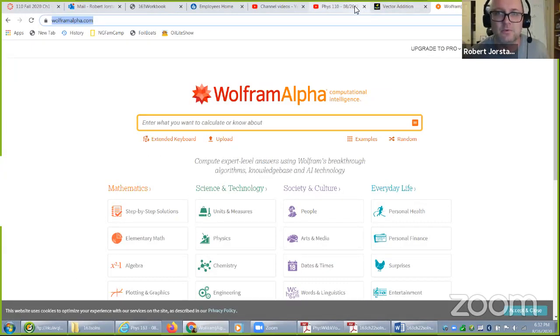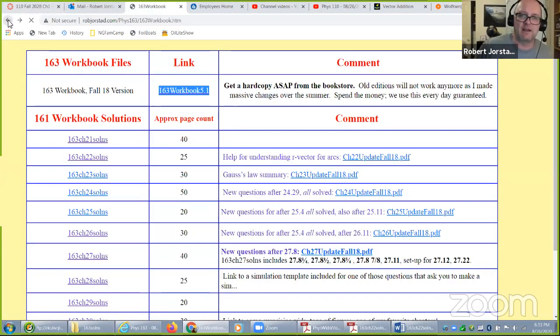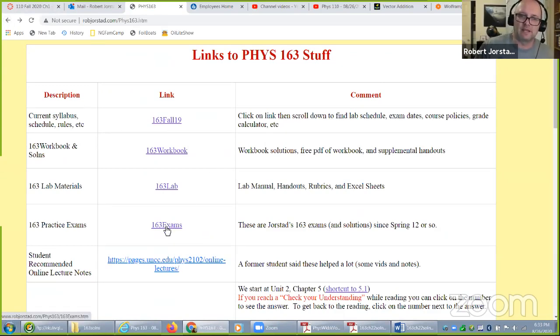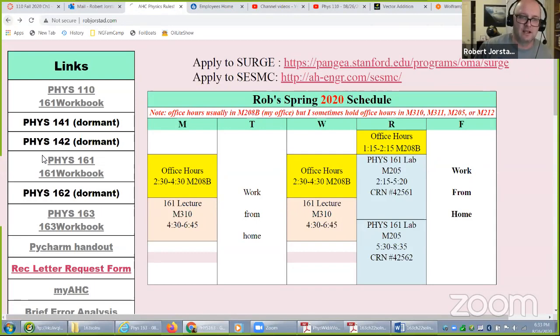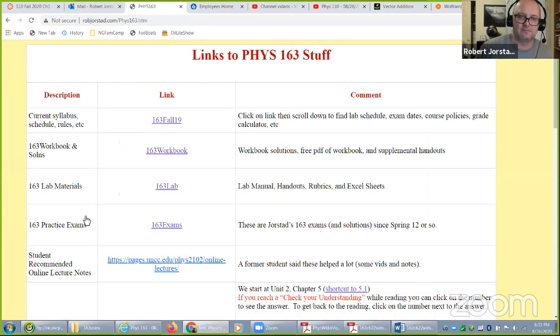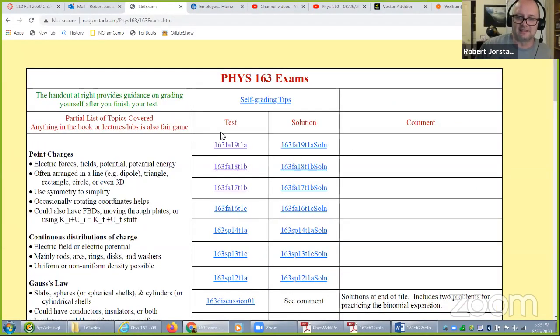I know it's a little bit weird, so I've linked these later on. Later on in the semester, about every 4 chapters, I put some links to exams in here. So let's start at the beginning. Here's Physics 163. Here's my old exams, and you can see the old exams and solutions.